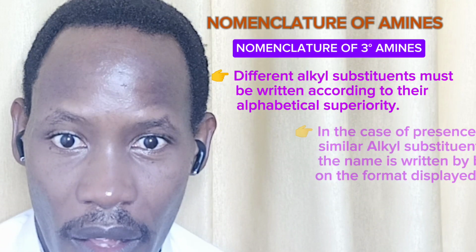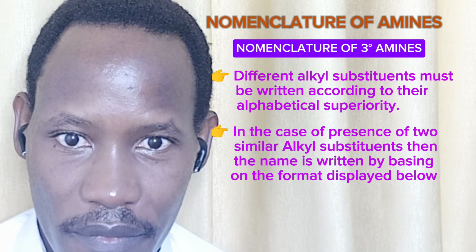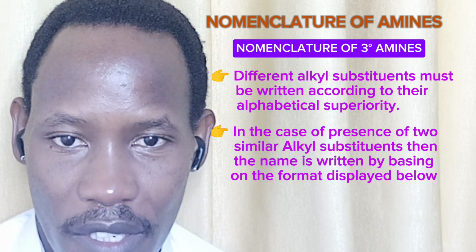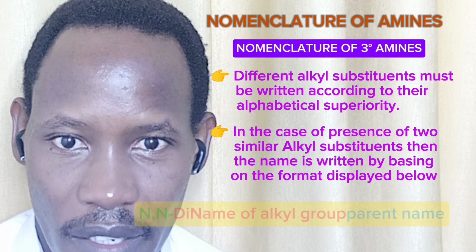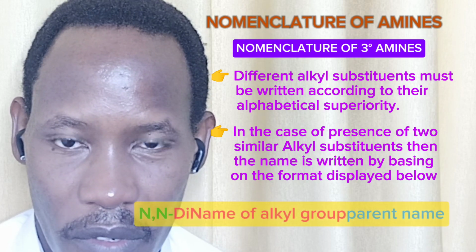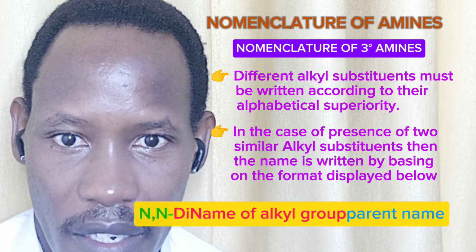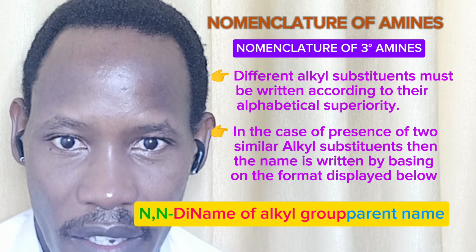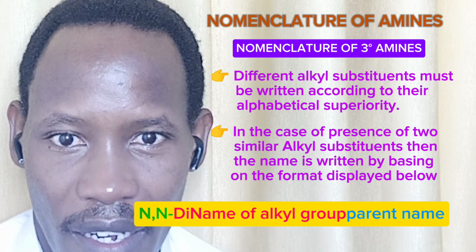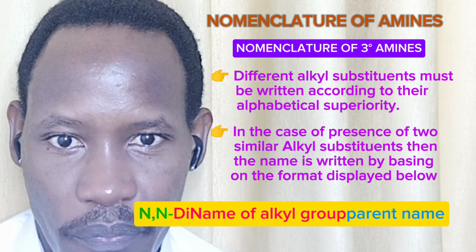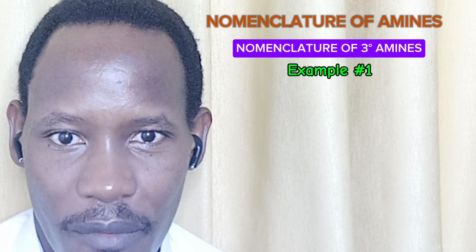And finally, in case of similar alkyl substituents, the name of the amine is obtained by writing the capital letter N twice, separated by a comma, followed by a hyphen, then the prefix di, followed by the name of the similar alkyl substituent, and finally the parent name. Now, displayed above are two examples.